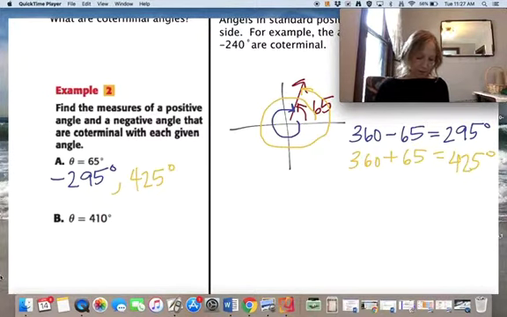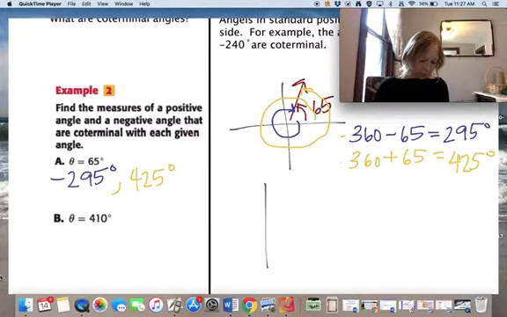Notice, to get my two answers, all I had to do is subtract from 360, and then the second time, add 360. So that's going to be the way you can do it without drawing. All right, let's look at the next one.